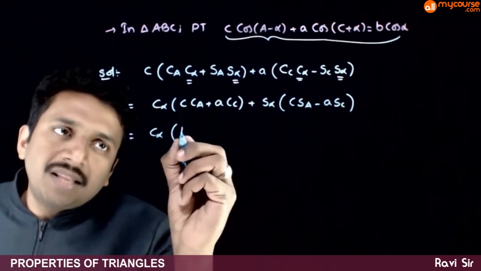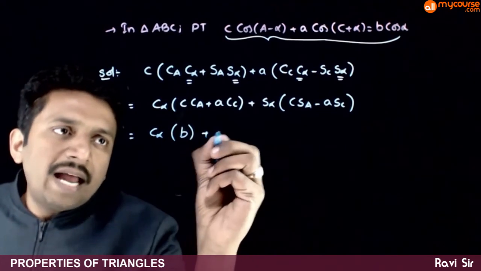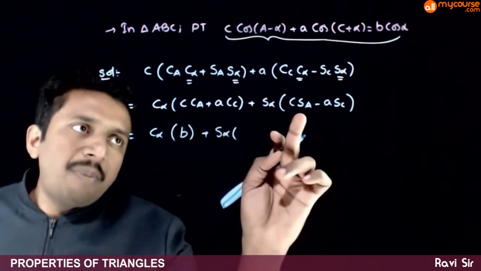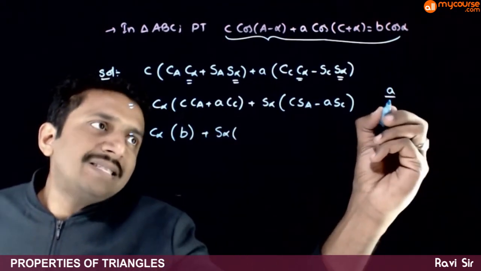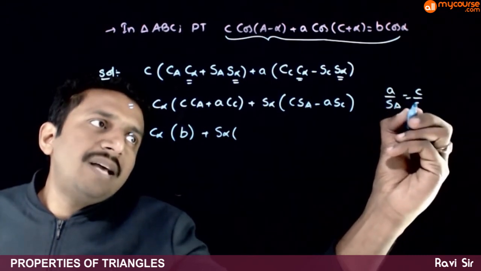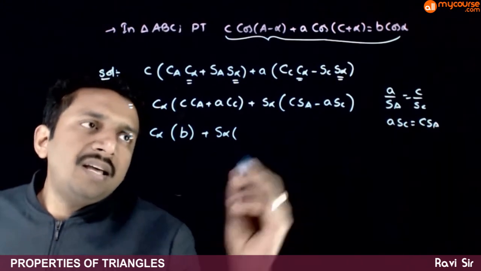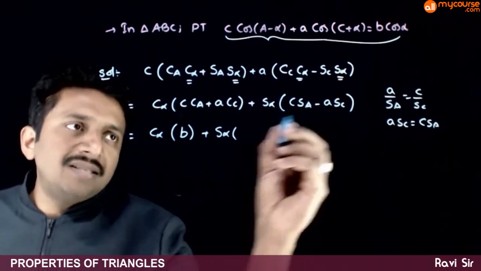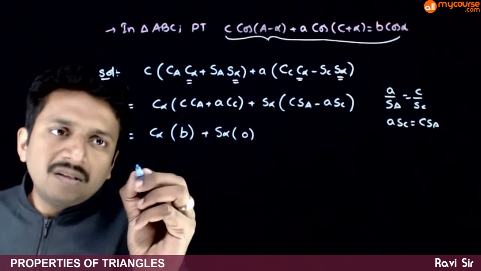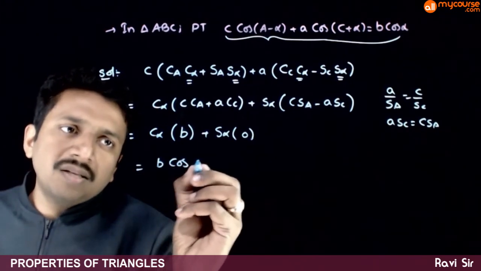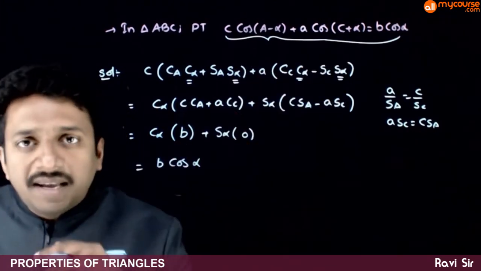So now that is equal to cos alpha times, by the projection rule, C cos A plus A cos C is nothing but B. And sin alpha times, by the sine rule, A by sin A is equal to C by sin C. So A sin C is equal to C sin A. So C sin A minus A sin C will be equal to 0. So that is equal to B cos alpha, which is the RHS.